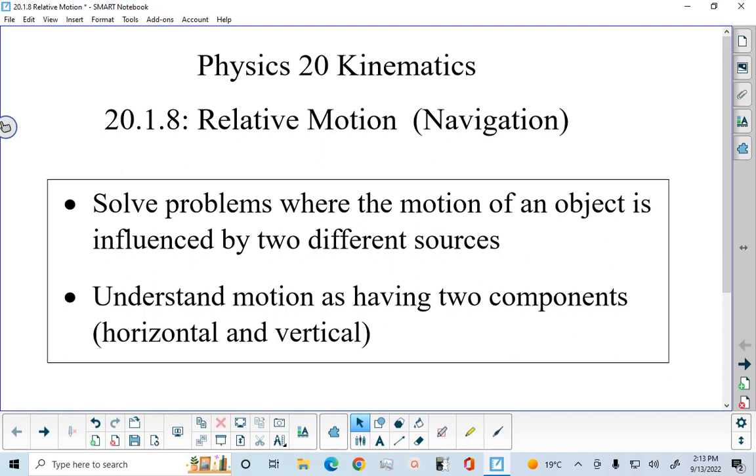And really what this is going to boil down to is we're going to have multiple velocity vectors that need to be combined together. We also have to, in general, understand motion as having two components. So when you have an object moving in some direction, there is a horizontal motion and there is a vertical motion that happen at the same time.